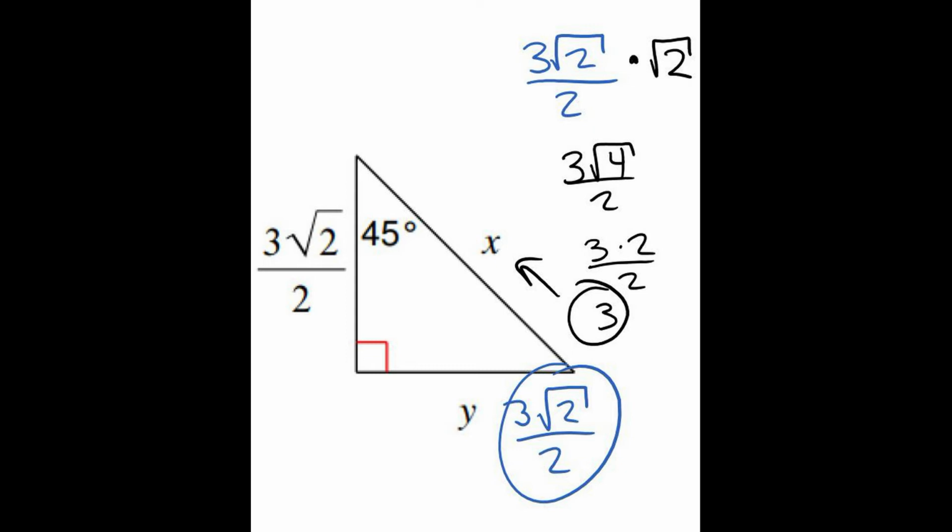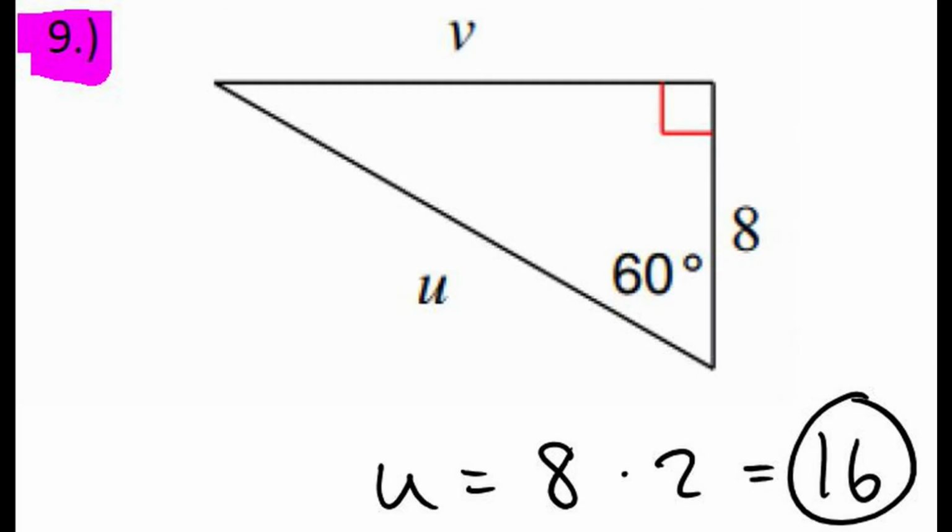Let's skip all the way down to 7 through 12. These are all going to be 30, 60, 90 triangles. And let's look at specifically number 9. So number 9, they gave us the shorter leg in this 30, 60, 90, which is nice because that's the leg you always want. We double that 8 to find u. So 8 doubled is 16.